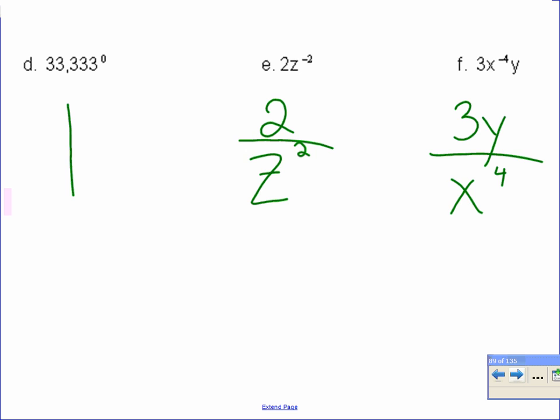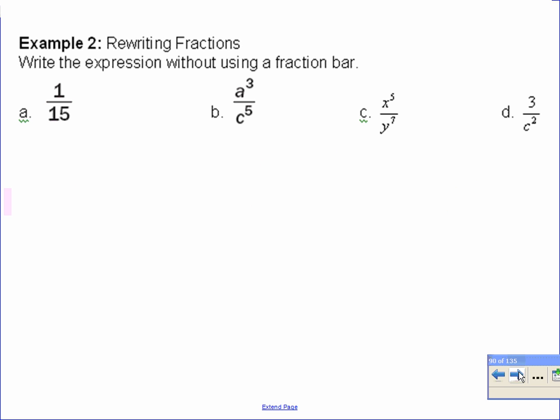Okay, next example is kind of weird, but it's good to do. They now want us to rewrite the expression without using a fraction bar. So how do we rewrite letter A without using a fraction bar? Matt, what do you think? Nope. That's still technically a fraction bar. Briar? Go ahead. No, but you're close. Think about how you just said that. Raise your hand. Sean.